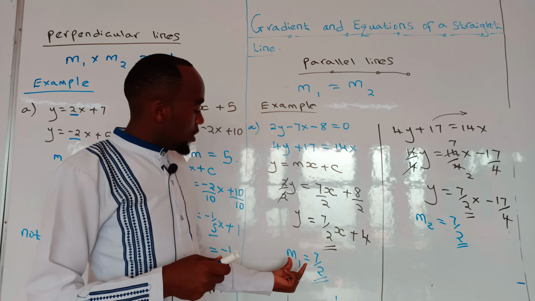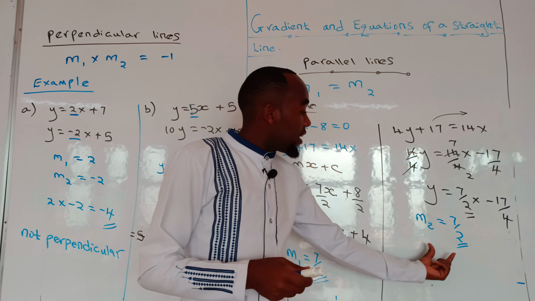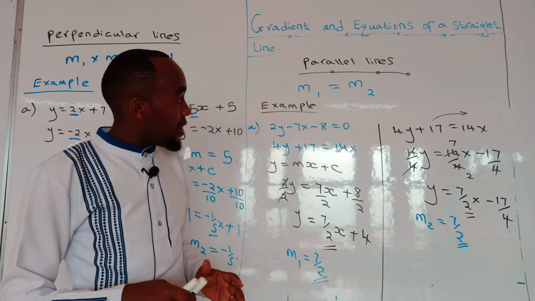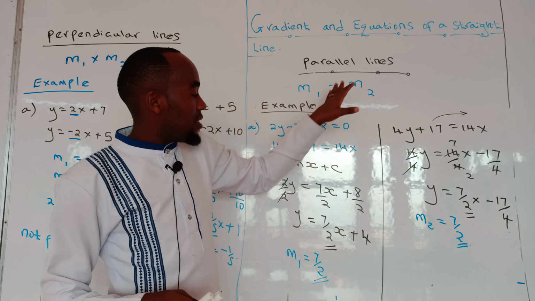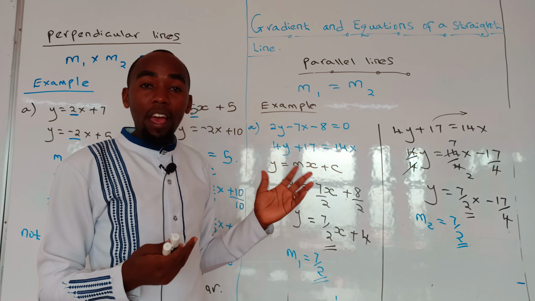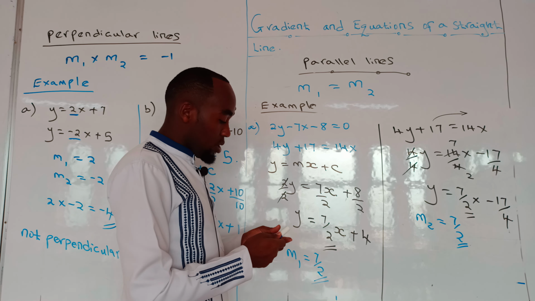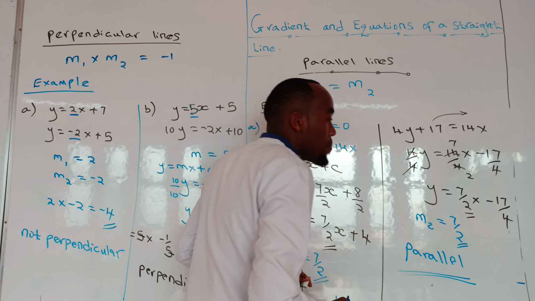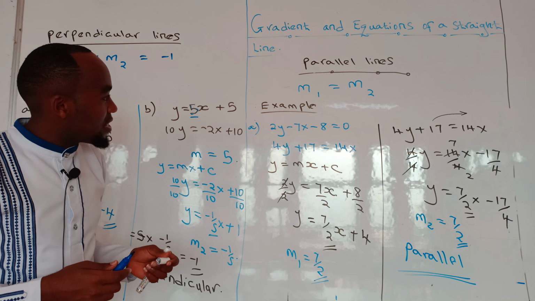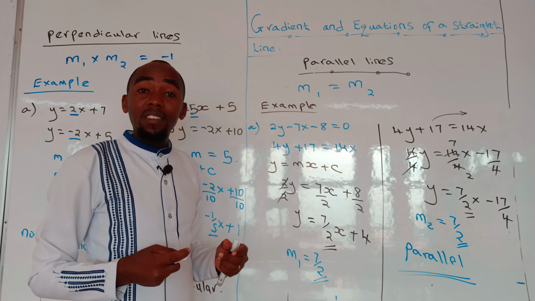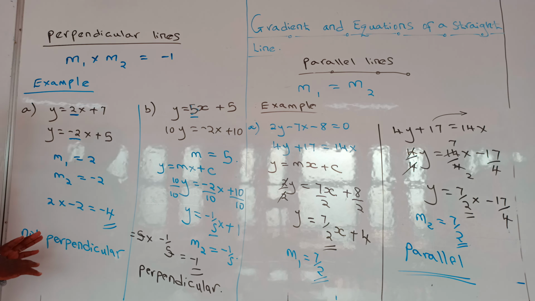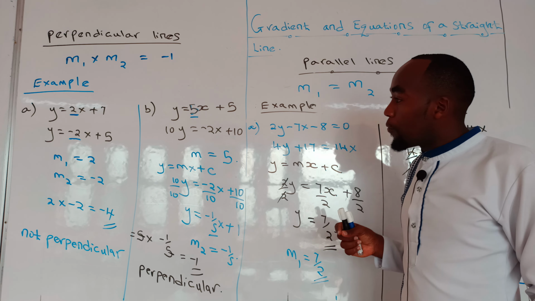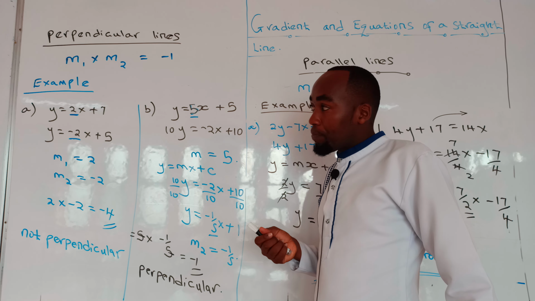You get? What is the gradient here? 7 over 2. What is the gradient here? 7 over 2. Therefore, are they parallel? True, they are parallel because we said parallel lines have equal gradients. They are equal. Therefore, we can conclude that the lines are parallel. As simple as that. Hope you've learned something in today's lesson, because that is a general overview of gradient and equation of a straight line.